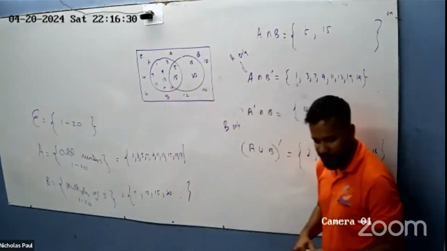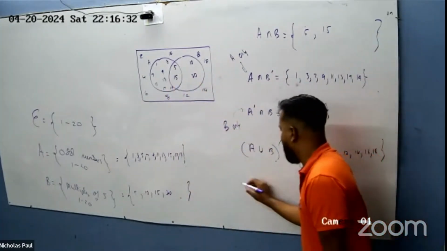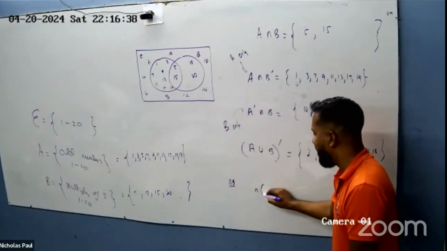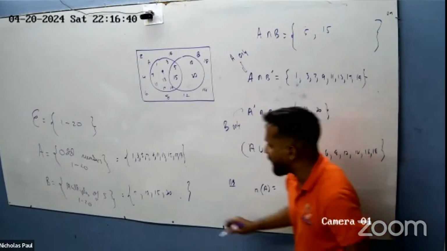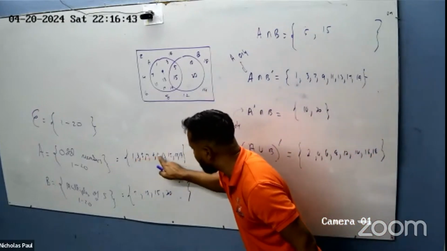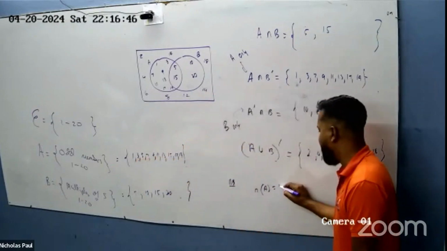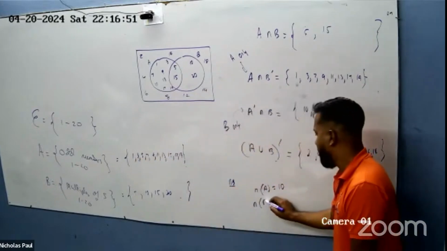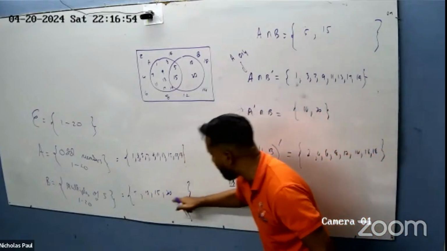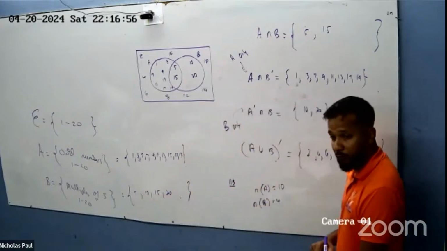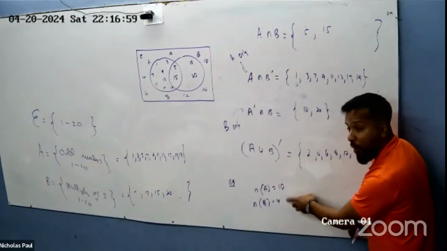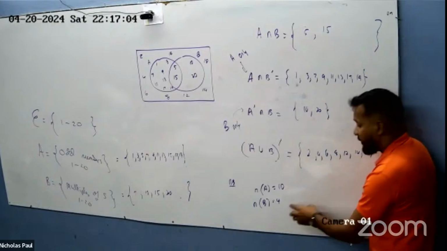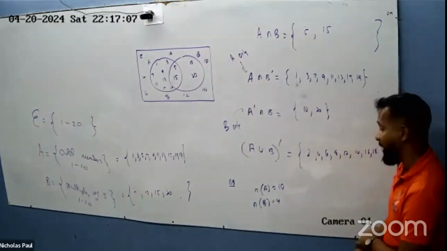But sometimes what you will get is this. They will tell you the number in A is how much? 1, 2, 3, 4, 5, 6, 7, 8, 9, 10. The number in A is 10. The number in B is 1, 2, 3, 4. Sometimes they will give you not the elements, but the total number of elements. That's okay?